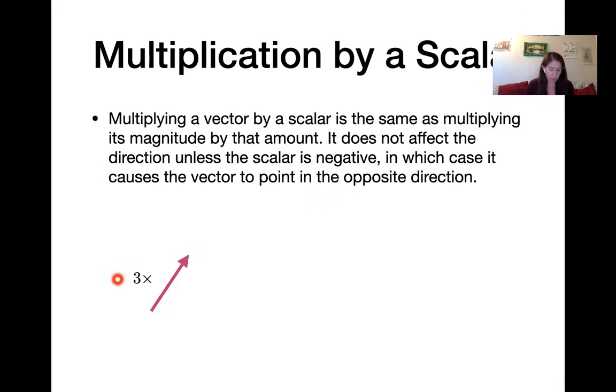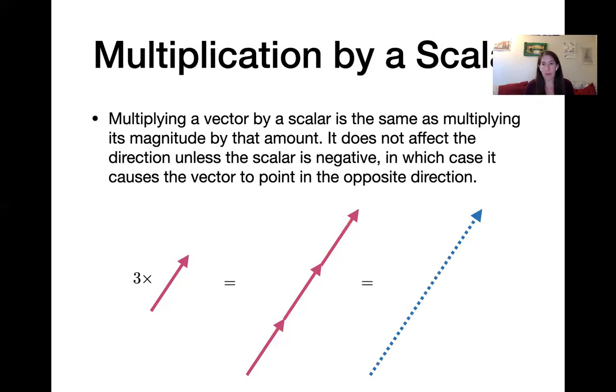So if we took 3, which is just a number, right? So 3 is a scalar quantity, and we want to multiply it by this pink arrow. That just makes our pink arrow 3 times as long as it previously was. But again, it points in the same direction. And so it'll end up looking something like this blue dashed vector.